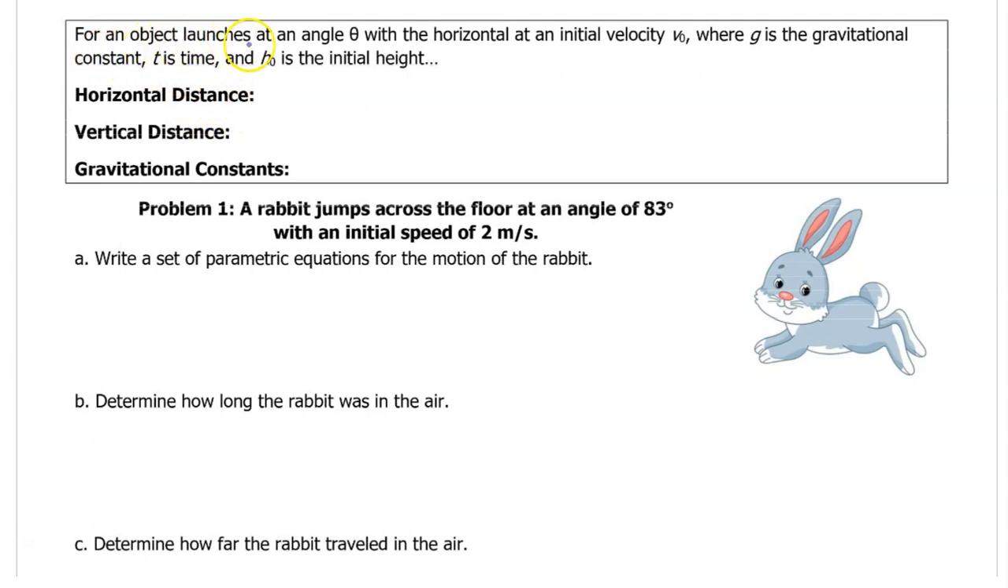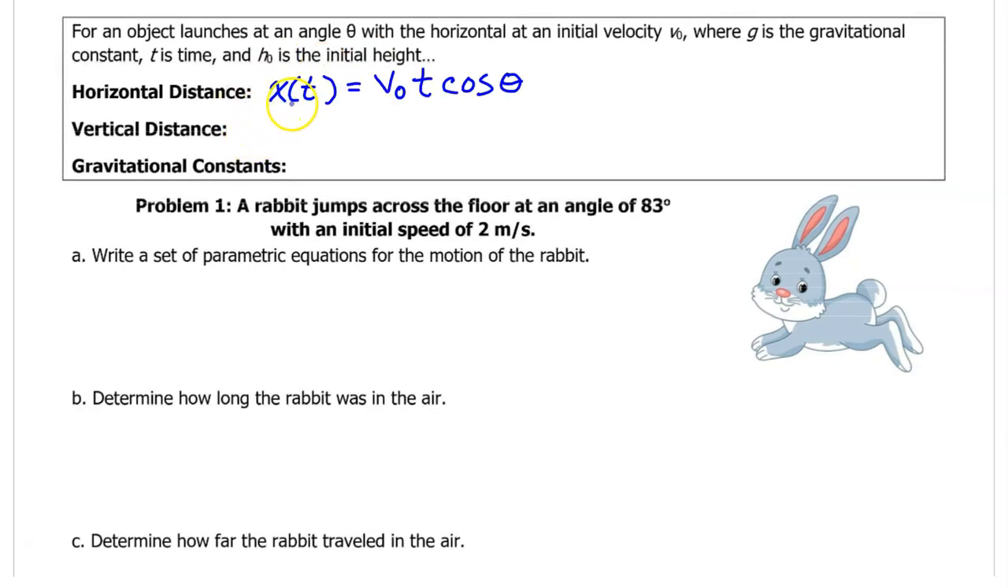For an object that launches at an angle theta with the horizontal at an initial velocity v0, where g is the acceleration due to gravity at sea level, t is time, and h0 is the initial height, the horizontal distance traveled during time t, x of t, is given by v0 times t times cosine theta. The vertical distance traveled by an object is given by this formula.